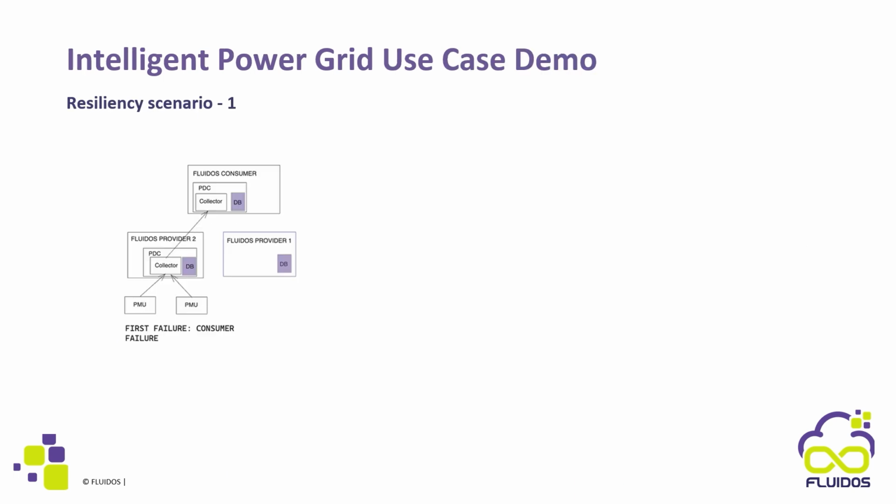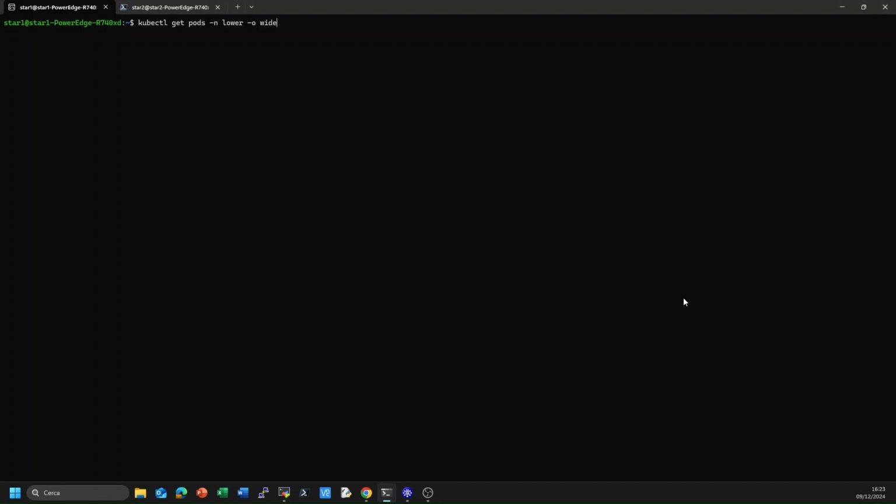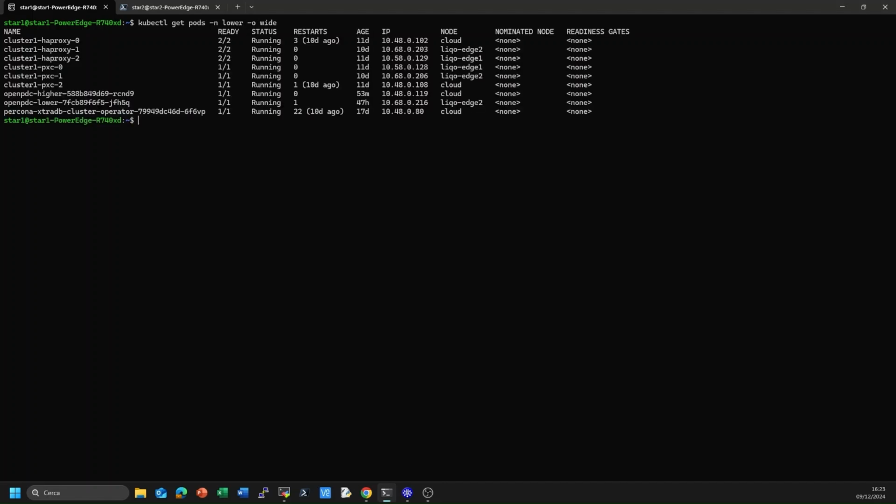The consumer node deploys the low-level PDC application on the FLUIDOS provider 2 node and runs the high-level PDC application locally. Additionally, it schedules a distributed database across the entire FLUIDOS computing continuum, ensuring persistent storage of PDC configurations across the 3 different clusters.